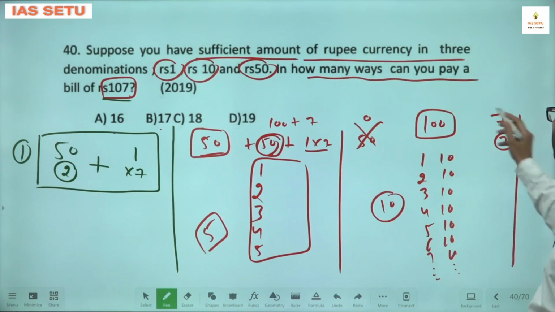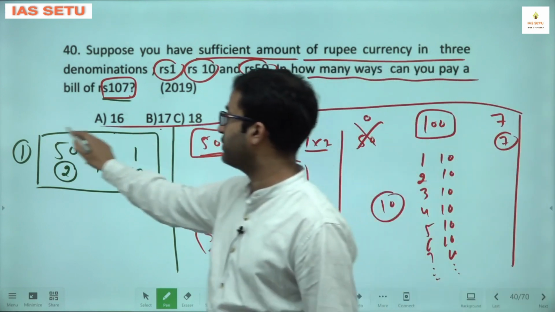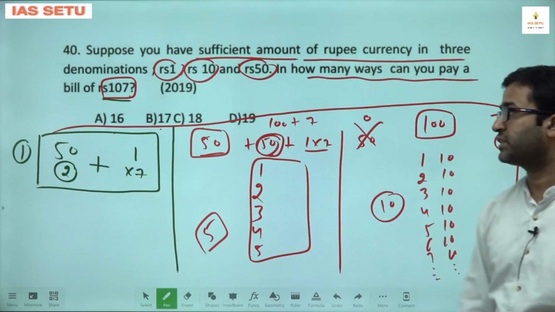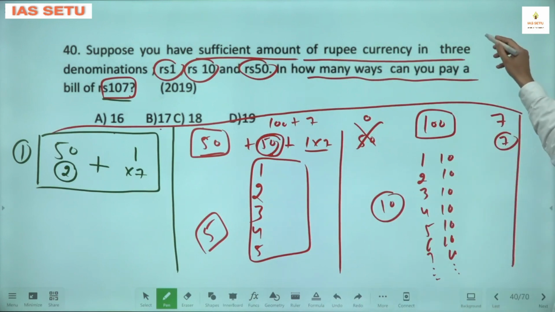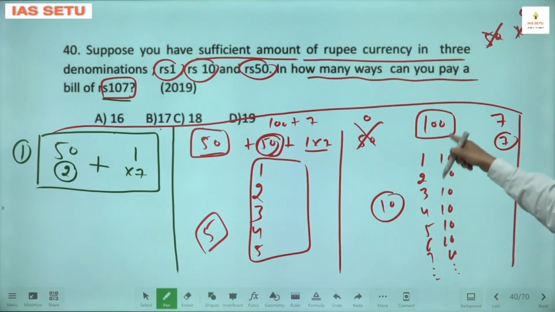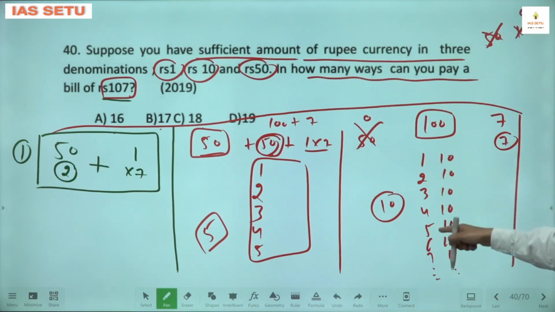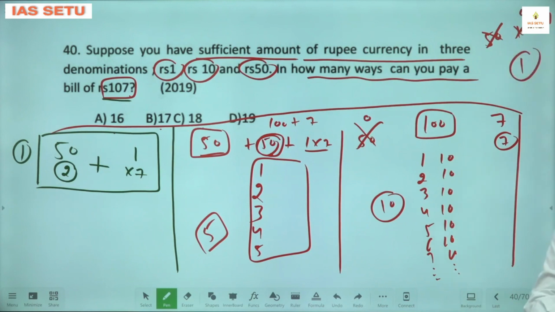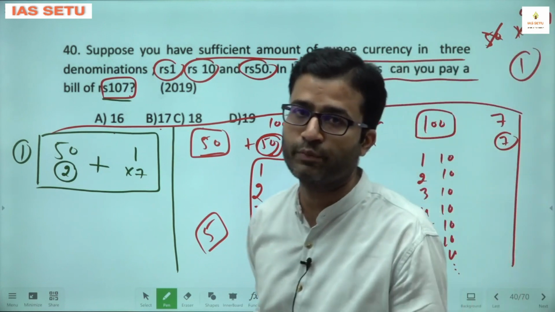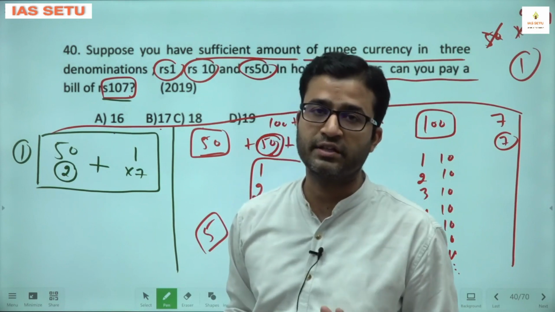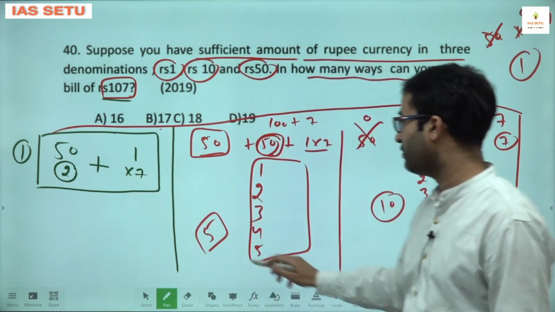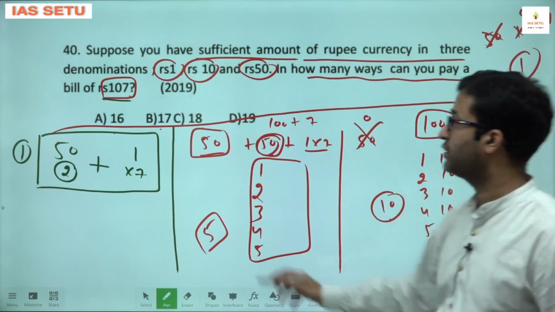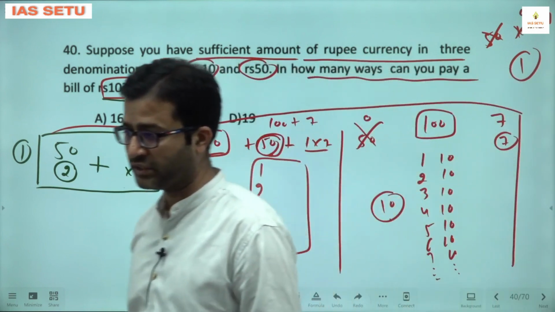Now here there is one more. Now we got how many ways? 10, 15, 16. But there is one more where I use zero currency note of 50, zero currency note of 10. Here I'm using at least one note of 10. It means I'm using 107 currency of only rupees 1. So there is one more way where I use only 1 rupee coin or 1 rupee currency to pay the 107 bill. So here one way, 16, 17. So there are 17 different ways.